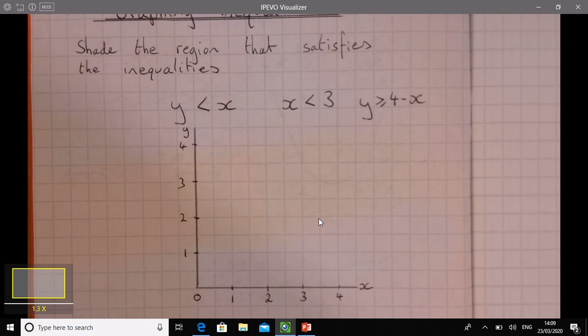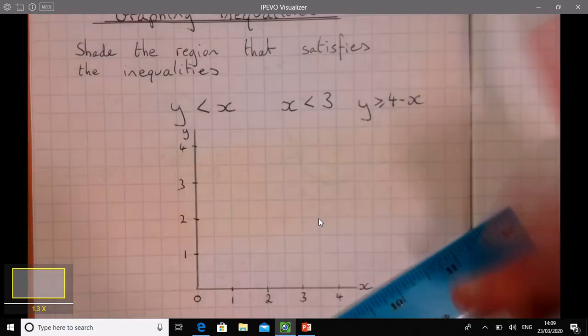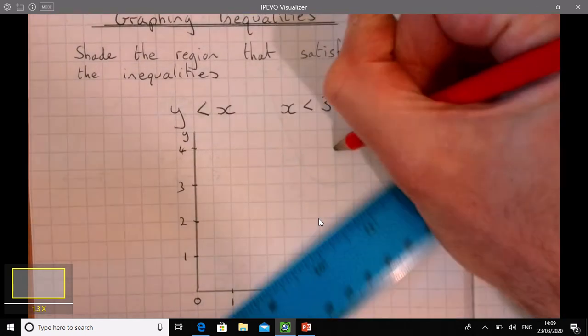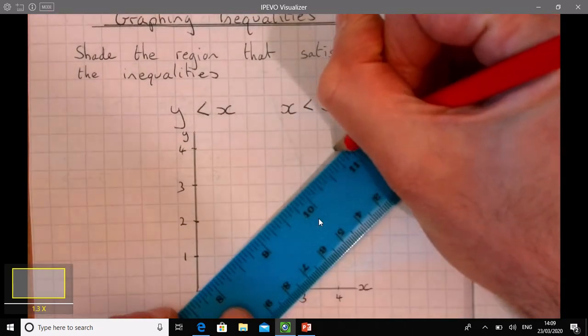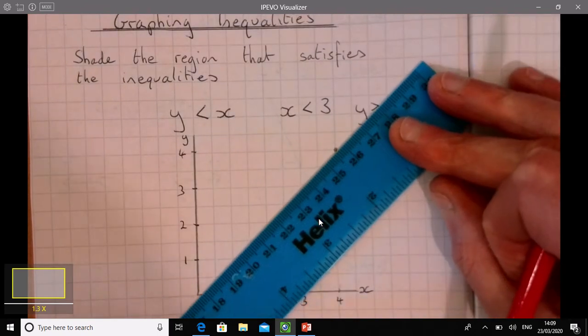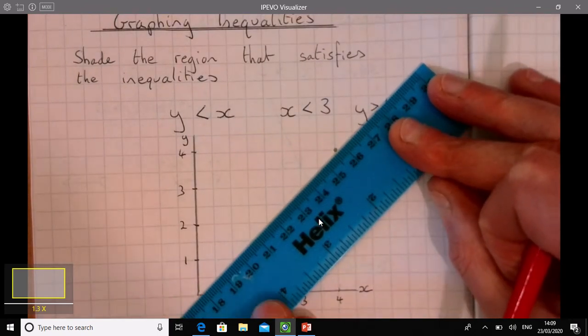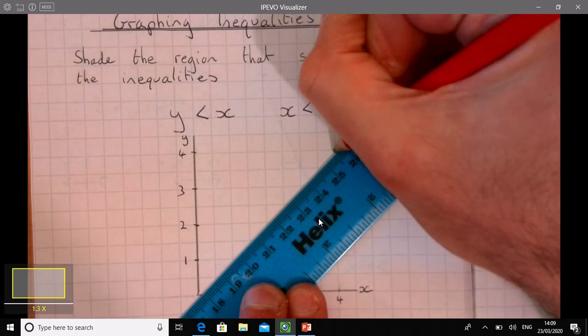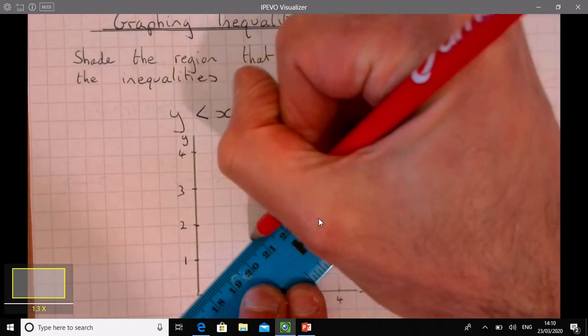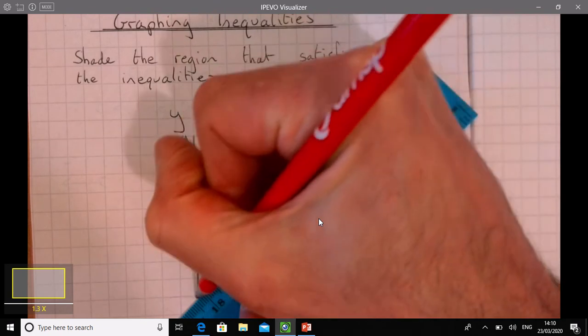So y is less than x. So basically, I'm just going to draw the line y equals x. But I want y to be less than x. Now, I'm just going to plot my point 4, 4. Okay, so it's a relatively easy line to go and draw. Now you'll notice I'm not actually going to draw one continuous line. I'll explain that in just a second. I'm gonna put a little dash line along here. Like I said, I'll explain this in just a moment. Okay, there we go.